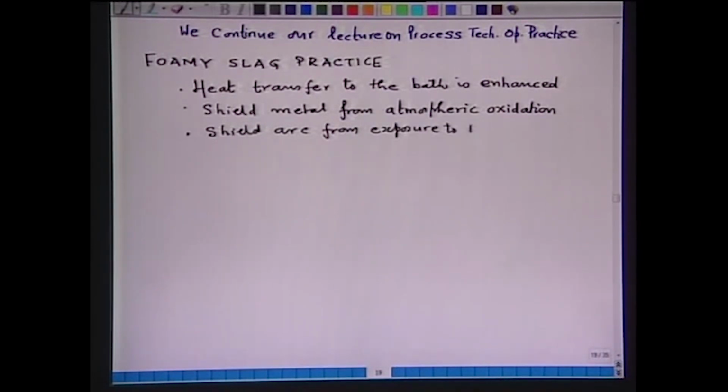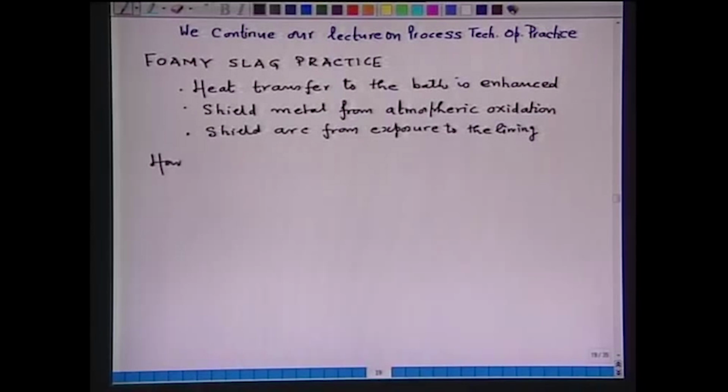Now, you can imagine, in the absence of a foaming slag, the arc which is created by striking graphite electrode with the scrap, the arc will be radiating its heat directly to the wall. Now, if we submerge the arc into the foaming slag, what will happen? Then the heat will not be radiated to the lining of the wall, and hence the lining life will also improve. Now, the question is, how does slag foam?